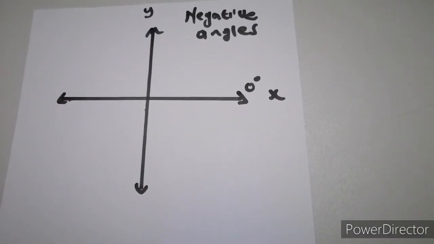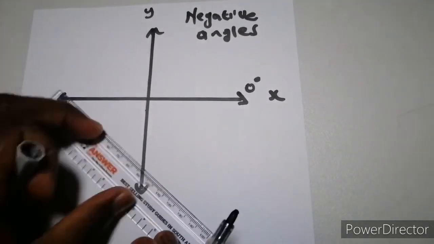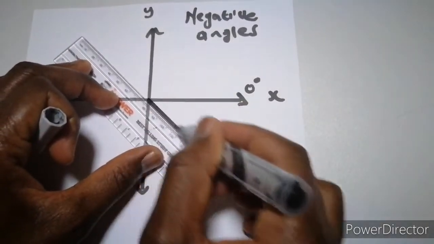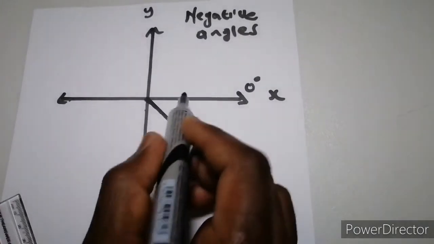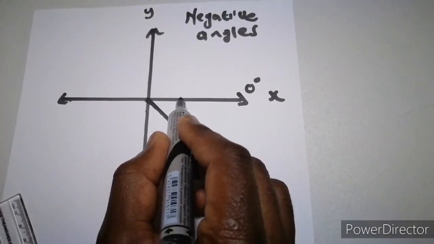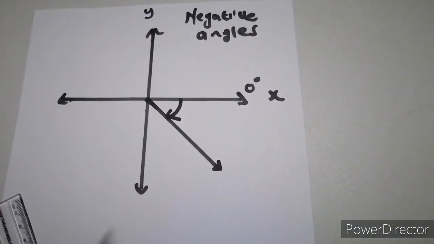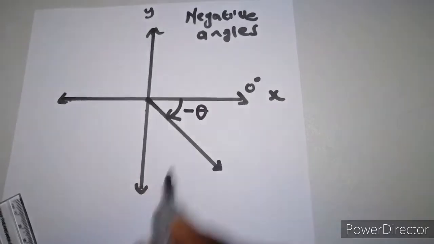Boys and girls, we are continuing with the negative angles reduction formula. How do we measure negative angles? For example, let's say the arm is in the fourth quadrant. We measure negative angles from the positive x-axis going in a clockwise direction. Let's say this angle is negative theta.